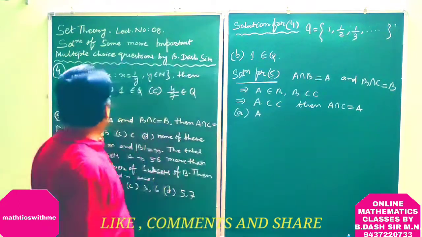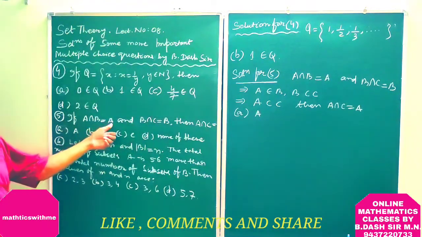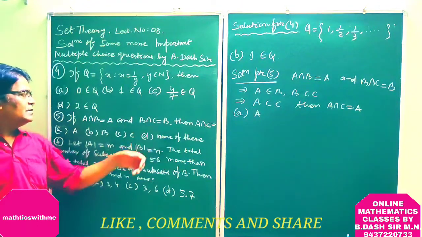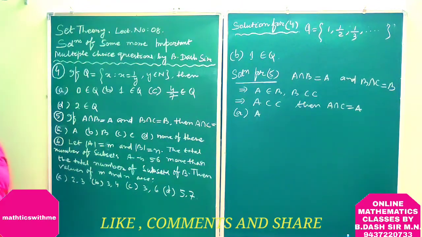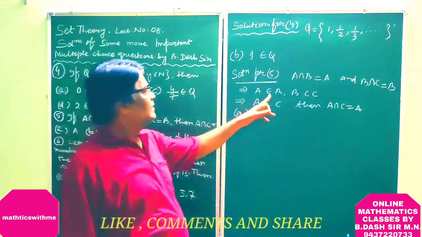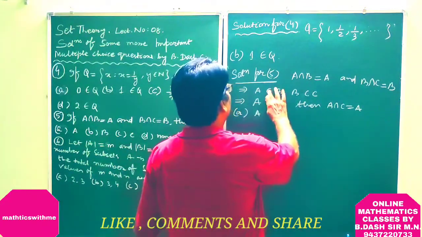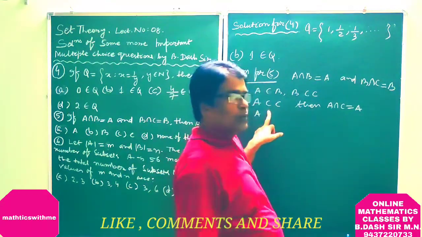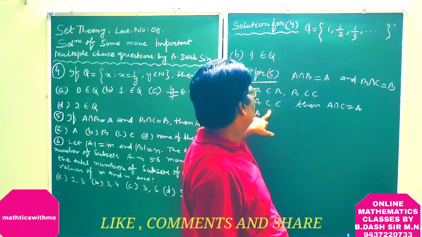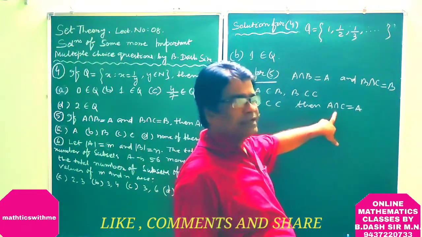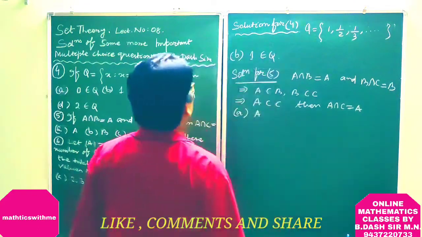Because it is given A intersection B is equal to A, means A is a subset of B. B intersection C is equal to B, means B is a subset of C. And for A intersection C, now A is a subset of B and B is a subset of C. Therefore A is a subset of C, means A is included in C. So A intersection C is equal to A.